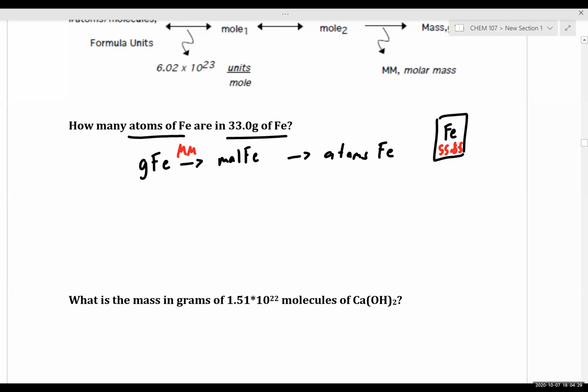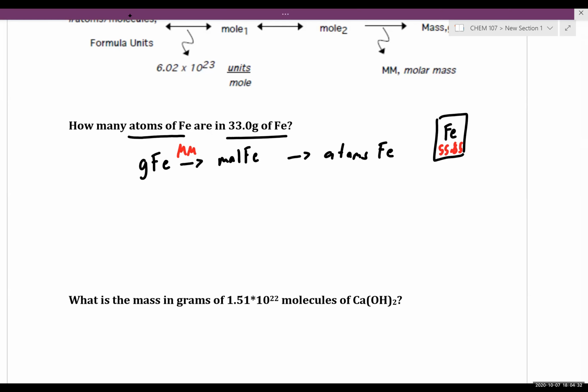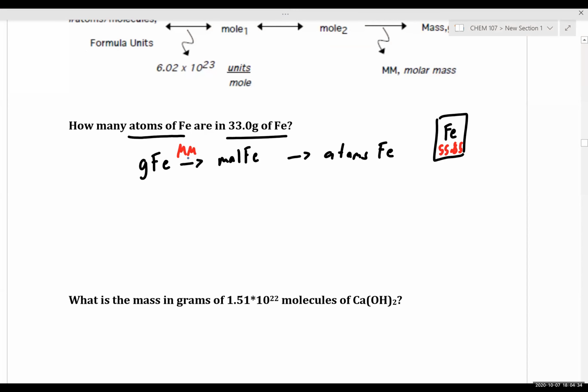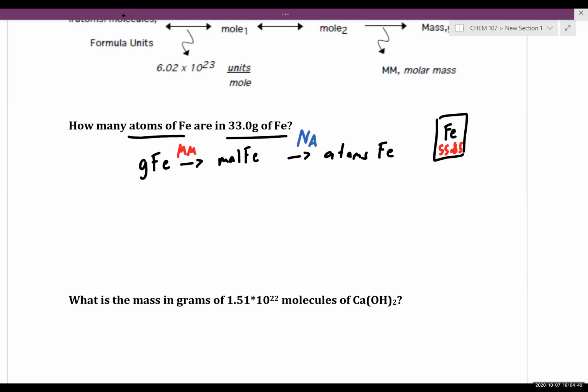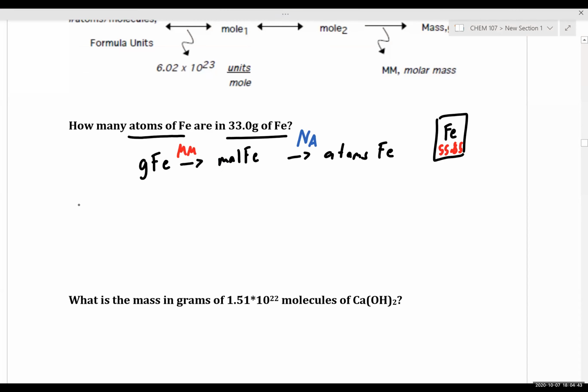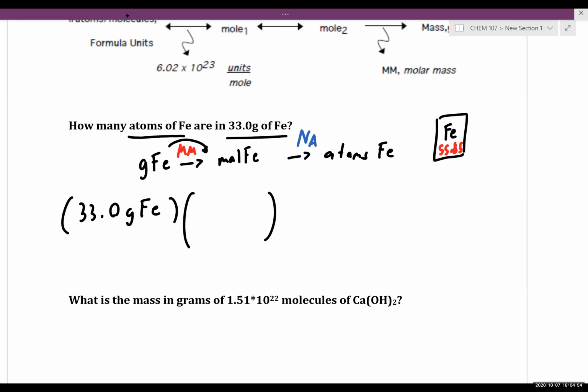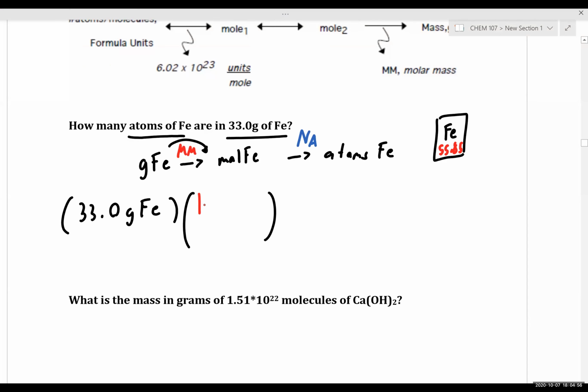55.85. Perfect. Wonderful. So to go from grams to moles, we'll use our molar mass. And to go from moles to atoms, we'll use Avogadro's number. So in our first step, if we have 33.0 grams of iron, we're going from grams to moles. So then we need units of moles on top. We know in 1 mole of iron, we have 55.85 grams of iron. The units of grams cancel.